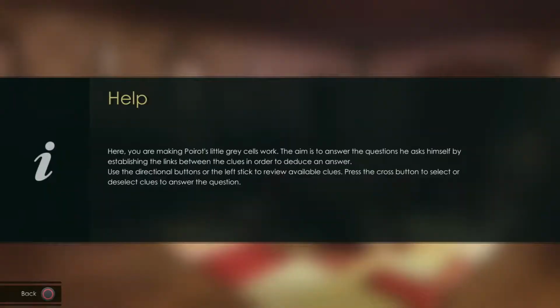Oh, cool, okay. Here you are making Poirot's little gray cells work. The aim is to answer the questions he asks himself by establishing the links between the clues in order to deduce an answer. Use the directional buttons or the left stick. To review available clues, press the cross button to select or deselect clues to answer the questions.